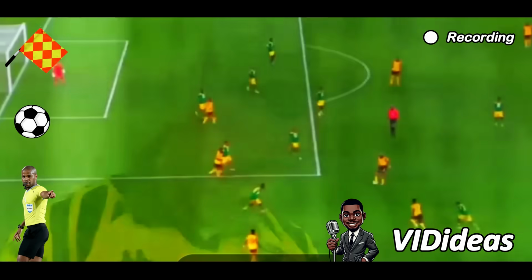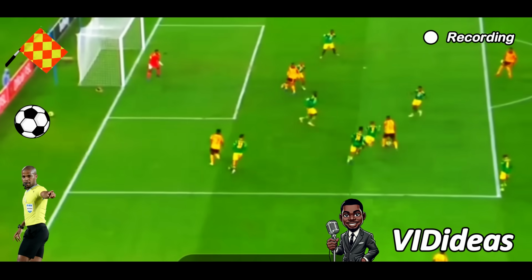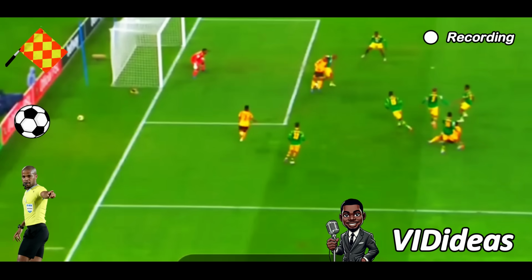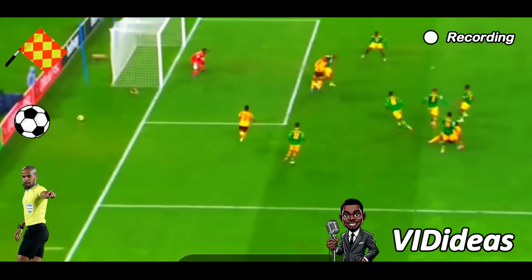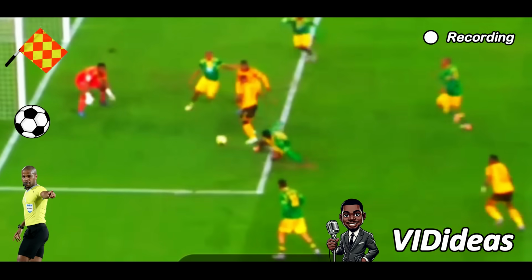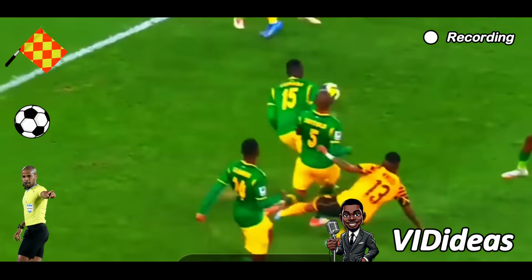I think we can all agree that it was a pretty bad week for referees, this one. So let's go into our first moment of the week, whereby Golden Arrows was hosting Kaizer Chiefs at Moses Mabhida Stadium. We're gonna see Kaizer Chiefs scoring a goal here and the linesman judging it offside.